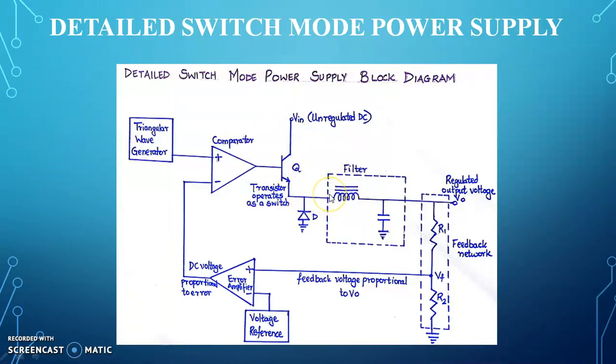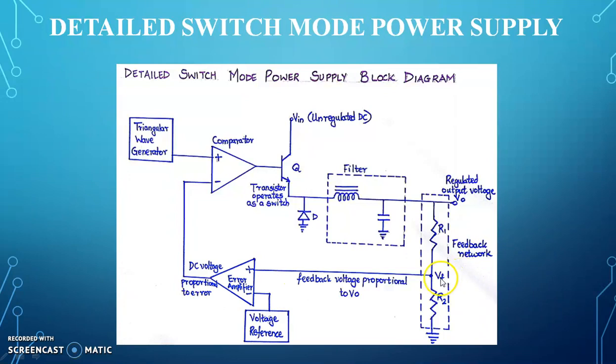The transistor output is given to the filter. The filter has regulated output voltage which is fed back, that is VF is the feedback signal, is given to the positive or non-inverting terminal of the error amplifier. Over here we have the voltage reference which is given to the inverting terminal of the error amplifier.